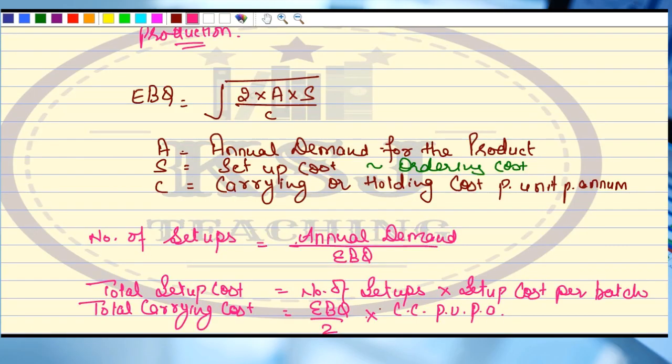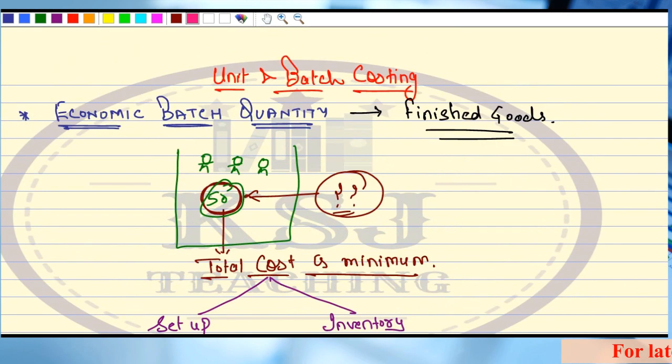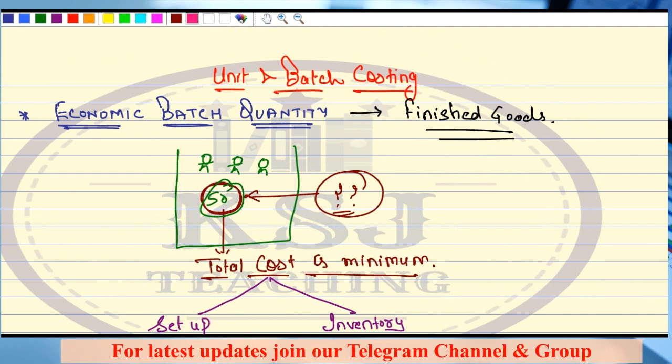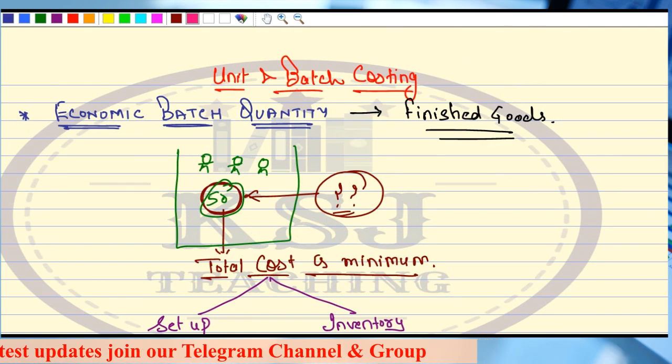So with this, we complete this chapter of unit and batch costing, right? There is nothing else to be covered in the unit and batch costing. Now what you have to do is you have to practice the questions from the SM, and you have to practice questions from our KSJ handbooks, right? This is very, very important.